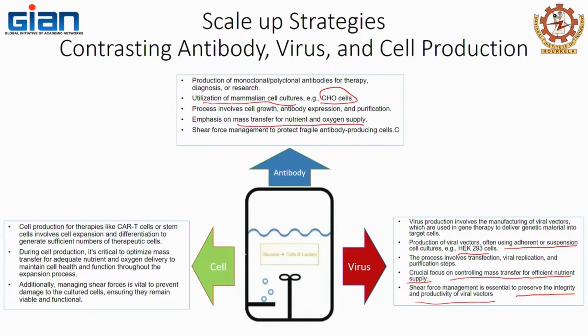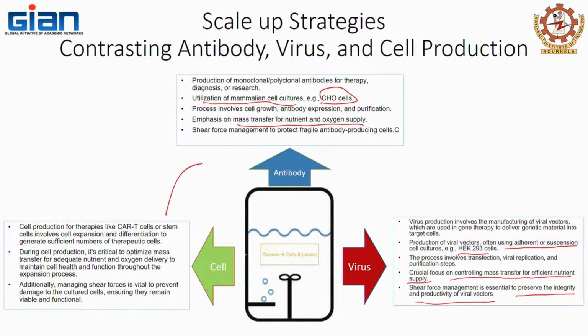So, during cell production, it is critical to optimize mass transfer for adequate nutrients and oxygen delivery to maintain cell health and function throughout the expansion process. Additionally, managing shear forces is vital to prevent damage to the cultured cells, ensuring they remain viable and functional.